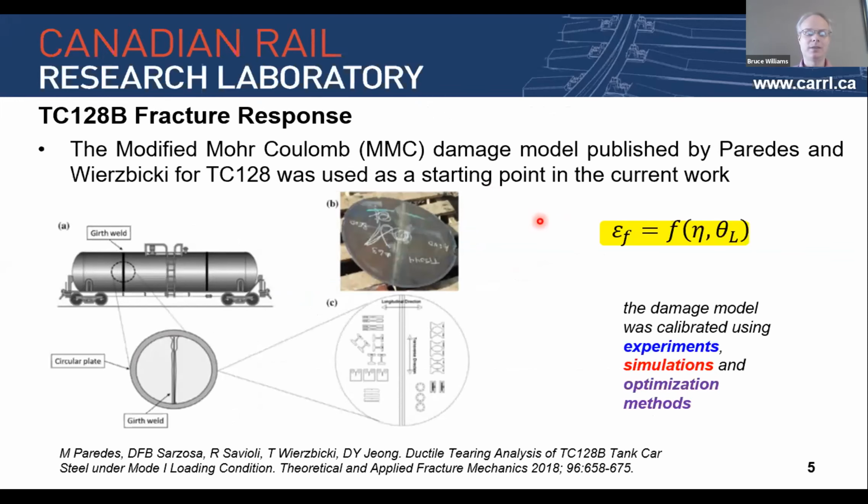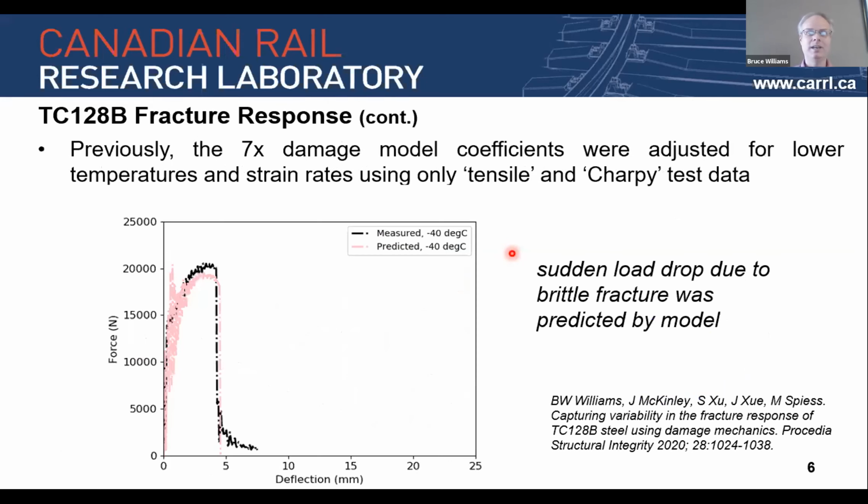Damage models have become a popular way of capturing the failure response of materials, and most commercial finite element codes will have these damage models in. I won't go into it other than to say it takes a lot of testing. If you take a section from the tank car, they're small scale specimens. You have to do a lot of tests, a lot of simulation and optimization methods in order to come up with these material models. And they're often valid for one temperature and one strain rate. In our case, we're interested in multiple temperatures and multiple strain rates.